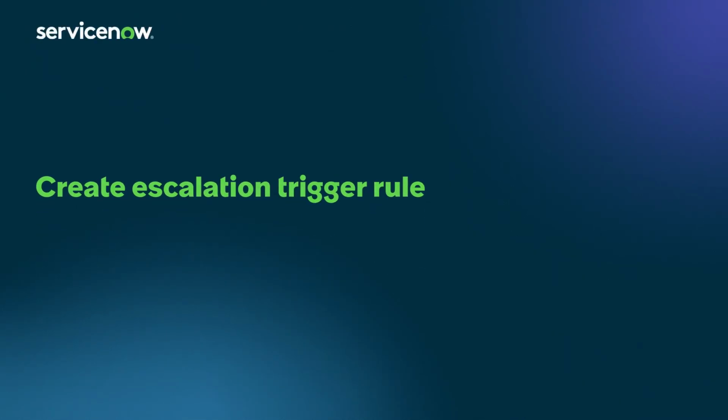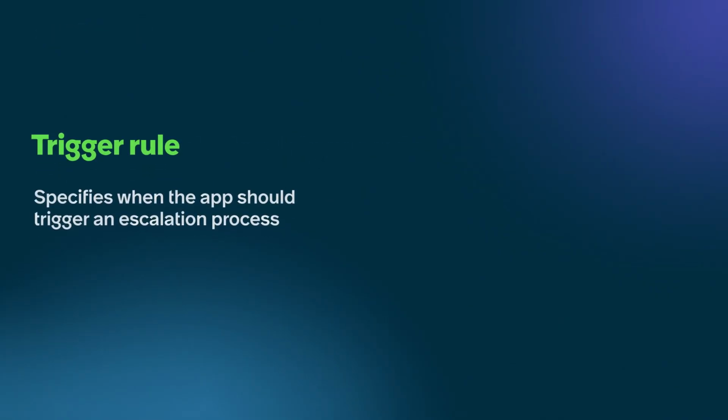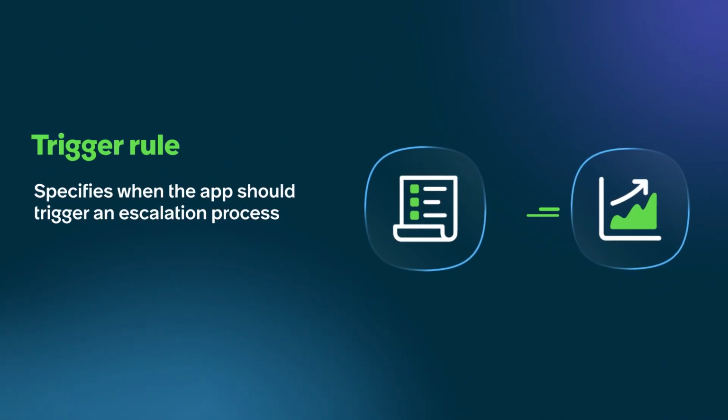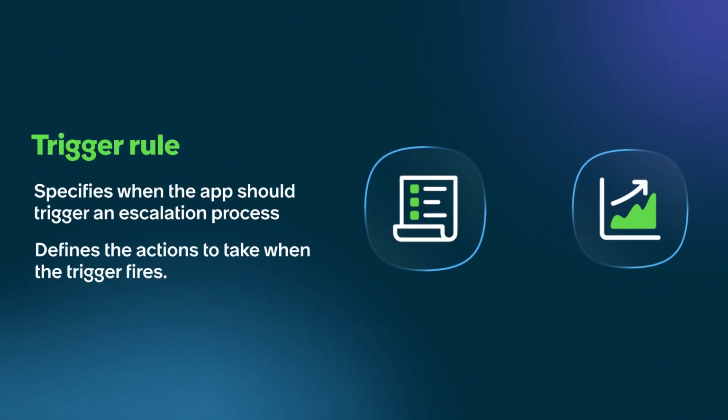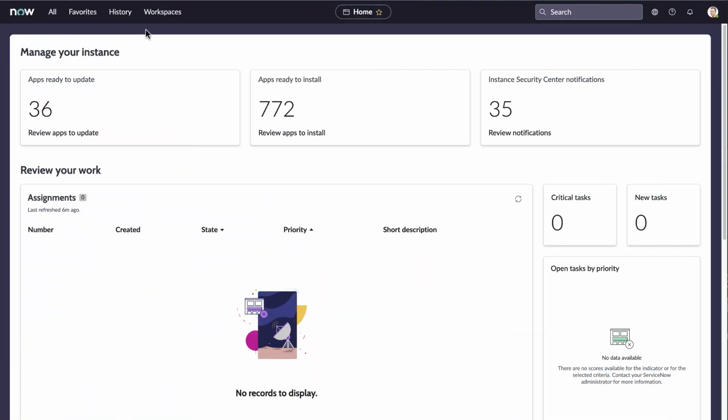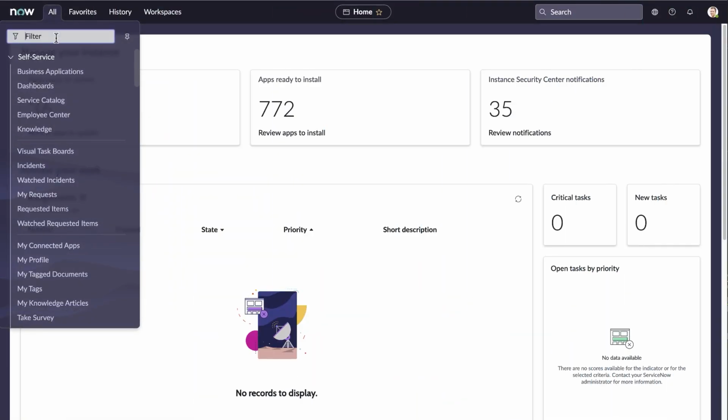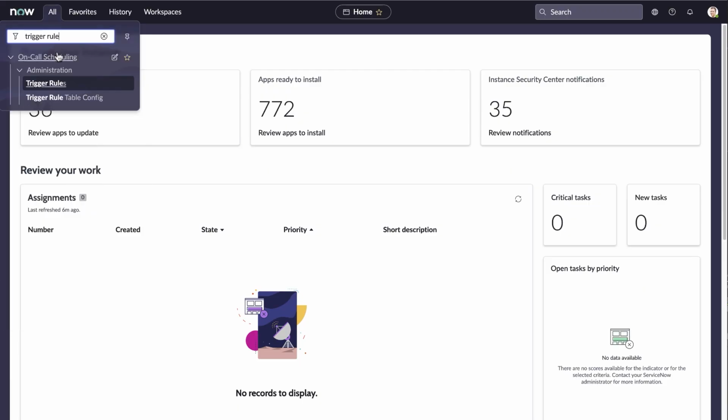This video shows how to create an escalation trigger rule in the on-call scheduling application. A trigger rule specifies when the app should trigger an escalation process and defines the actions to take when the trigger fires. Let's see how to create a trigger rule for the database on-call schedule.